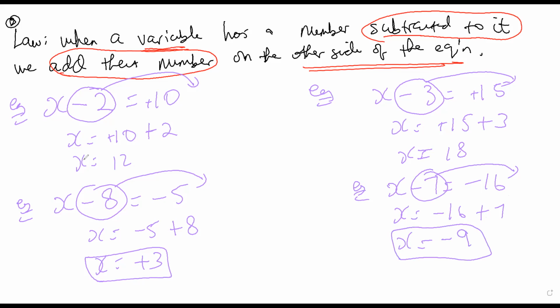So we know how to solve our equation now when the variable has a number added to it, and when the variable has a number subtracted to it. We're going to make a little conclusion here after you all take this down. I'll give you a chance to take this down, and we're going to look at a little conclusion to summarize both laws, and then we're going to do some practice.